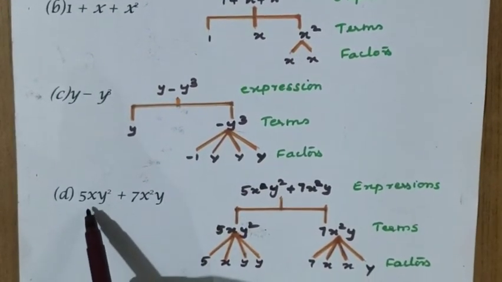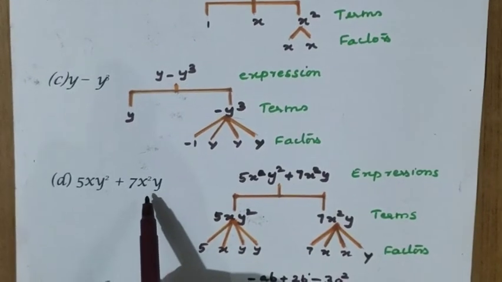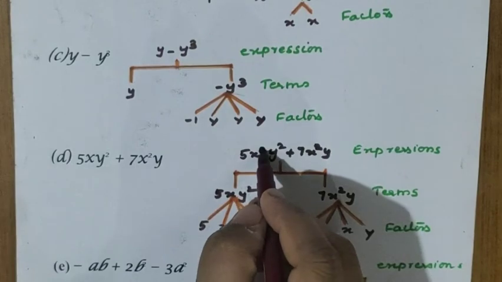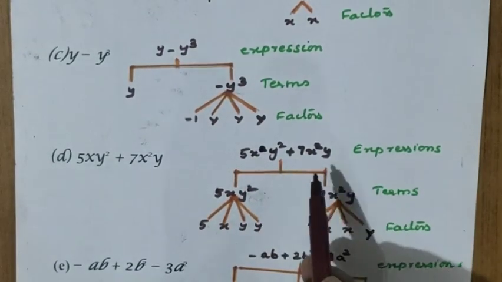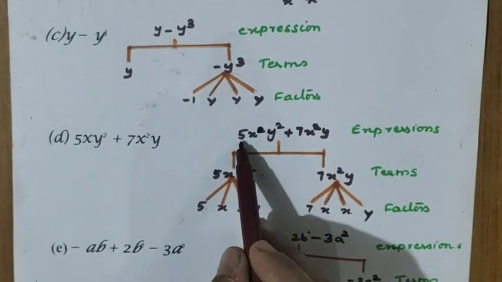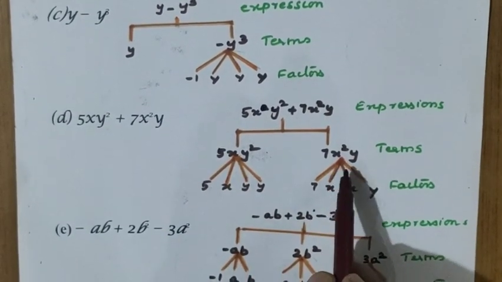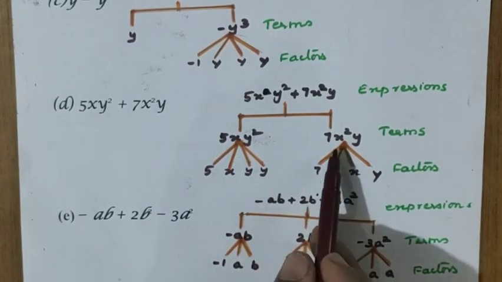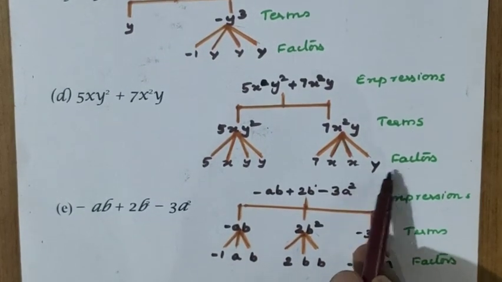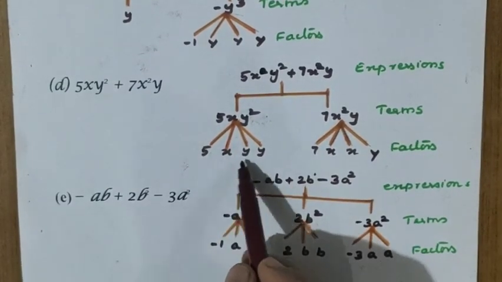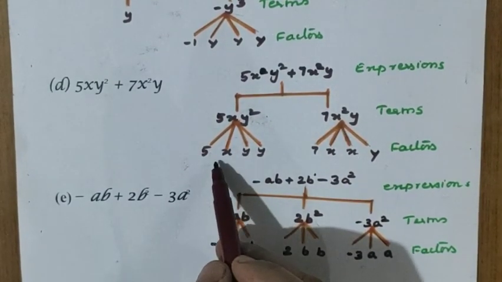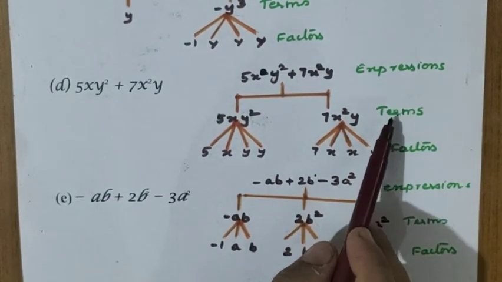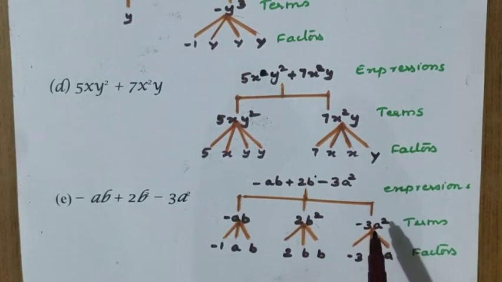Now the next question, 5xy square plus 7x square y. So what is the expression here? 5xy square plus 7x square y. So terms are 5xy square and 7x square y. So factors: 5, x, y, y and 7, x, x, y. So that is factors. Further we cannot simplify this. So the first one is expression, second one is terms, then factors we got for this question.